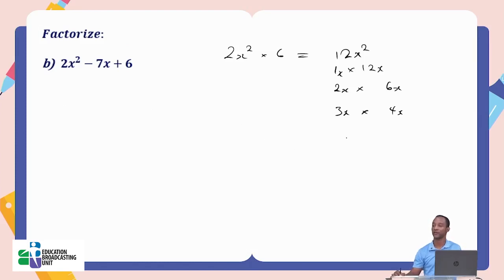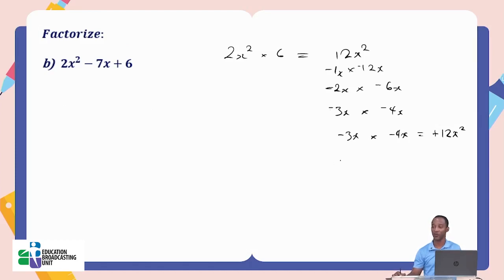Well, we'll look at the fact that when we multiply two negatives, we'll get a positive. So if we say that we have negative 3x multiplied by negative 4x, we will get a positive 12x squared as well. So in fact, because the middle term is negative, it means that these will have to be negatives. So negative 1 times negative 12, negative 2 times negative 6 will also give us positive 12. Negative 3 times negative 4 gives us positive 12. So looking at it, negative 3x times negative 4x gives us positive 12x squared.